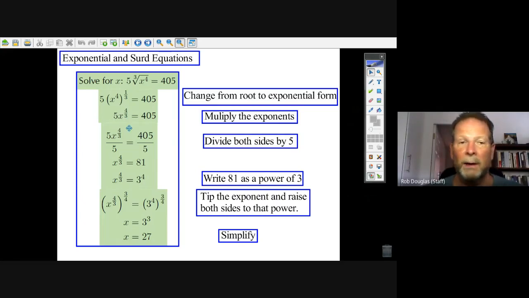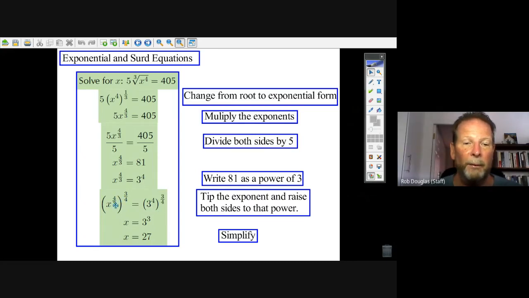And just like any regular equation, if you want to get x by itself, it's being multiplied by 5, so you divide both sides of the equation by 5. 405 divided by 5 is 81. You've got x to the 4/3 equals 81. Now maybe you remember, back when you were learning how to divide with fractions, "tip and times." What you do is take the reciprocal: you tip 4 over 3 upside down, make it 3 over 4, and raise both sides of the equation to that power.